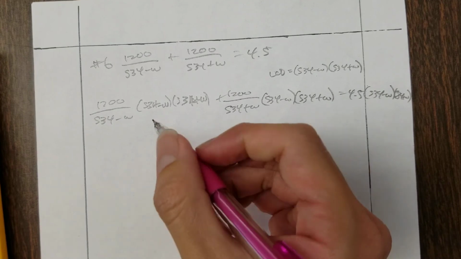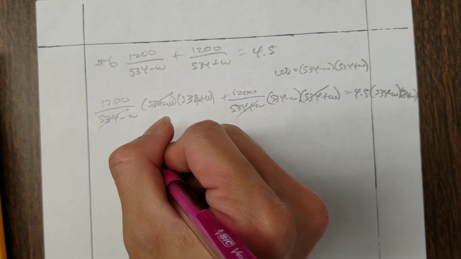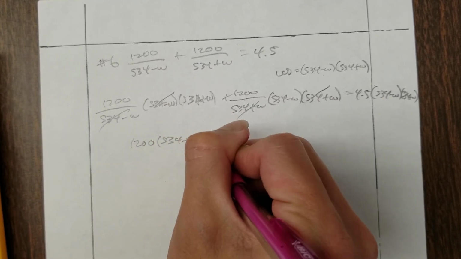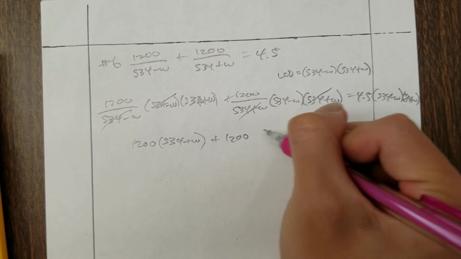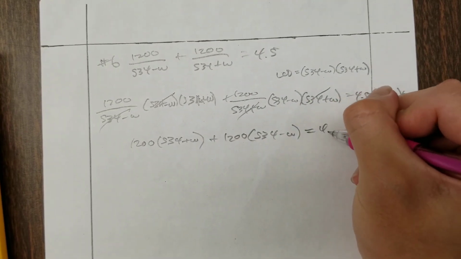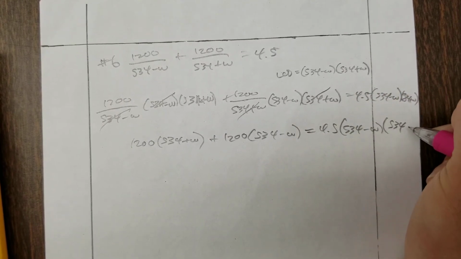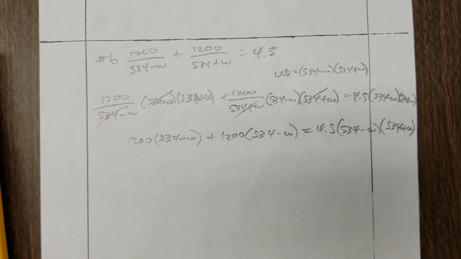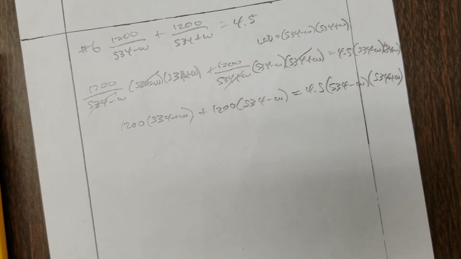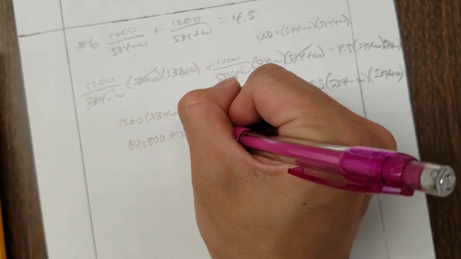I'm running out of room. Okay, this cancels out with this. This cancels out with this. We're left with 1200 times (534 plus w) plus 1200 times (534 minus w) equals 4.5 times (534 minus w) times (534 plus w). As you may have noticed, you might have started to see a pattern, but it's okay. I'm just going to do it.